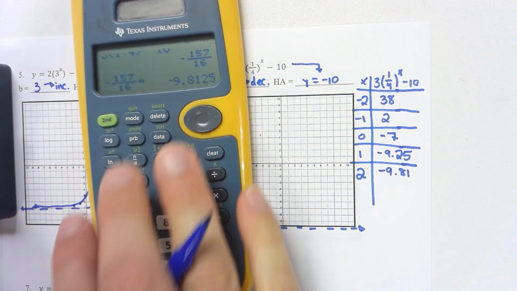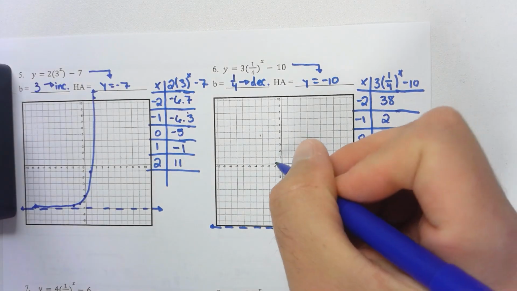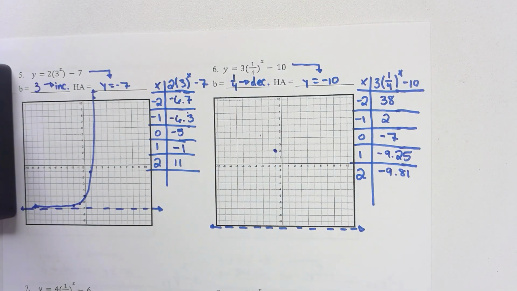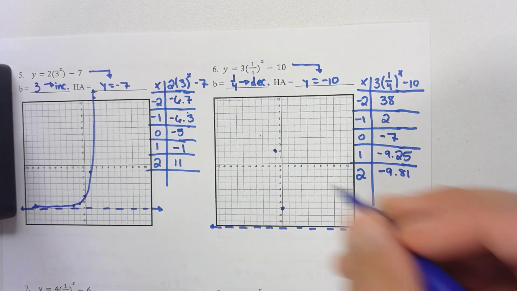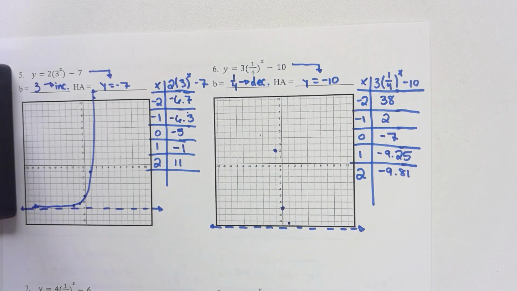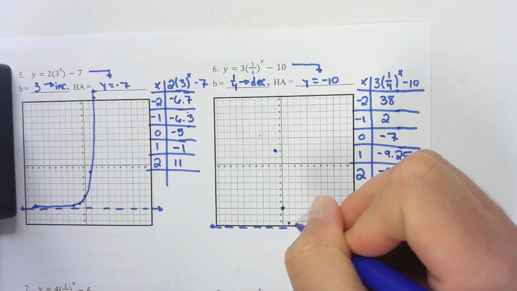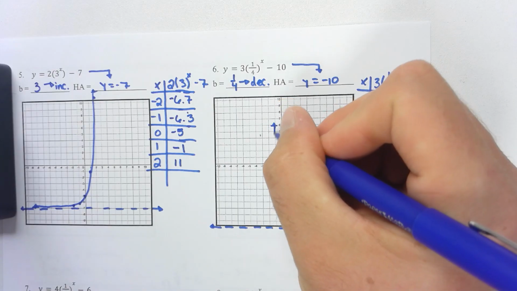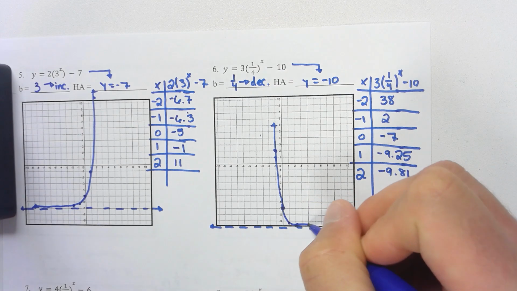All right, now we can plot these and come up with our graph. So negative 2, 38, that's too big. We won't even worry about that. Negative 1, comma 2. 0, negative 7. 1 and negative 9.25, so a little bit below negative 9. And then 2 and negative 9.81, a little bit further past that. And we should show that it's getting really close to the horizontal asymptote and creating that tail.